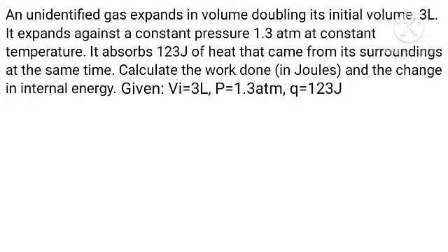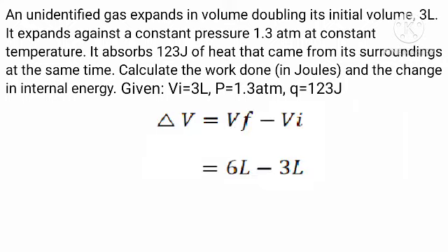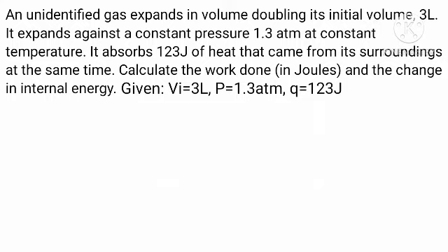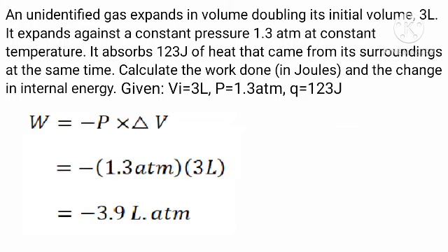We should find first the change in volume. In the problem, the final volume is double the initial volume, meaning we have to multiply the 3 liters by 2. The product is 6 liters. That is the final volume. Using this formula, we can get the change in volume. 6 liters minus 3 liters is 3 liters. That is the change in volume. We can now find the work.